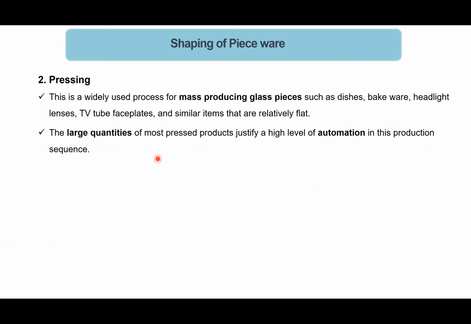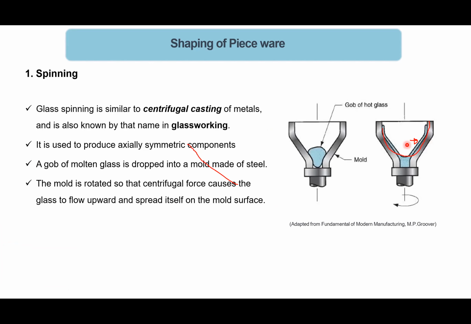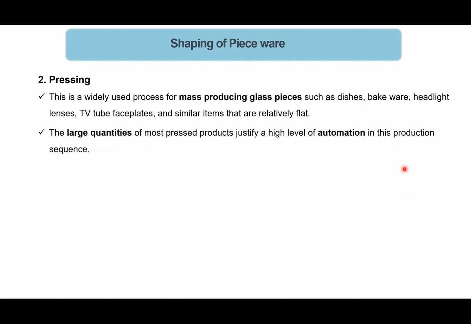Next one is pressing. For the mass production of glass pieces like dishes, brake wires, TV face plates, and similar items which are relatively flat, it's not like the first one, spinning, which makes this kind of long structure. If you want to get a relatively flat structure, then this pressing process is much more useful.